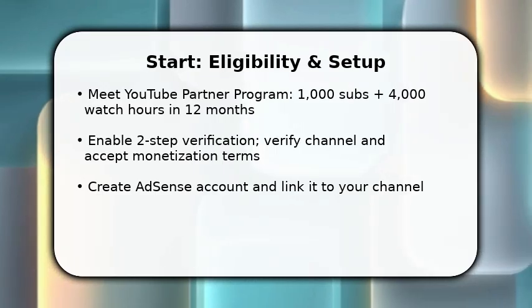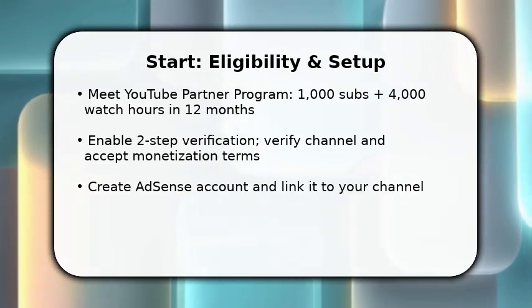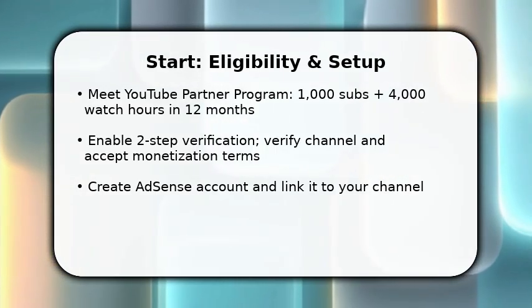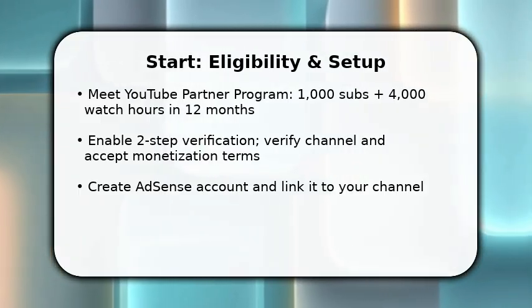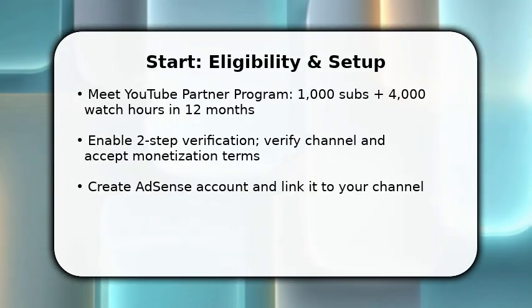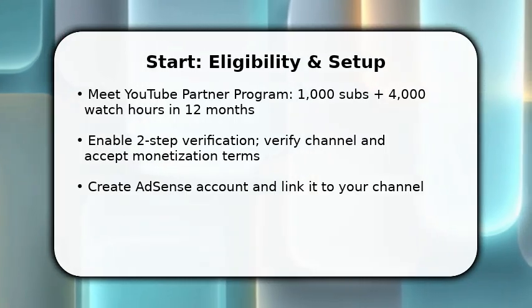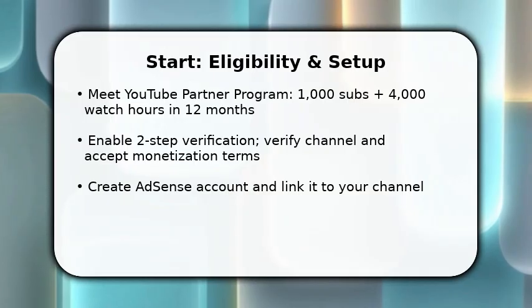You start by confirming eligibility. You need 1,000 subscribers and 4,000 public watch hours in the last 12 months. Once done, enable two-step verification and verify your channel identity to secure payments.